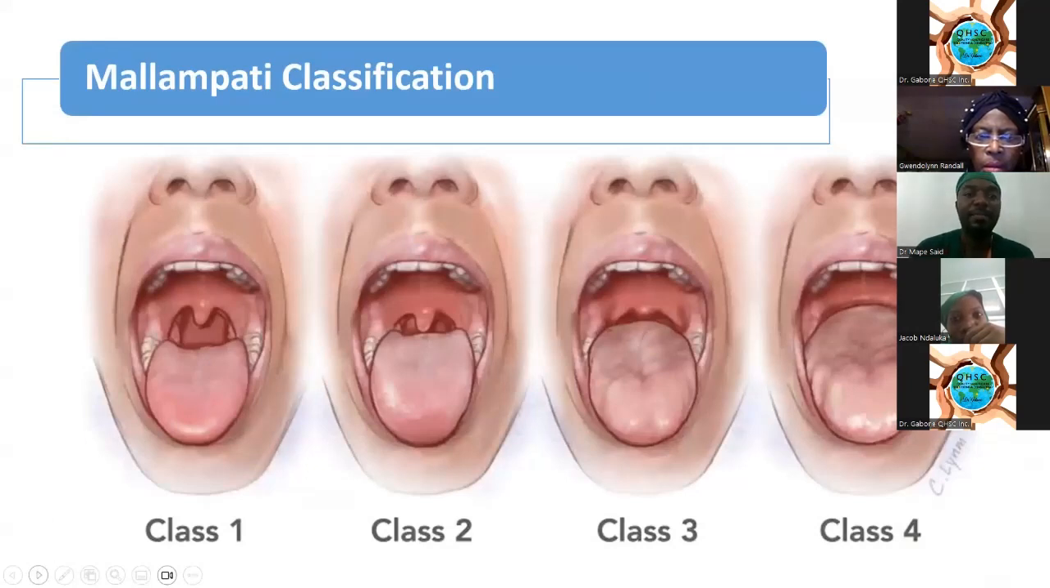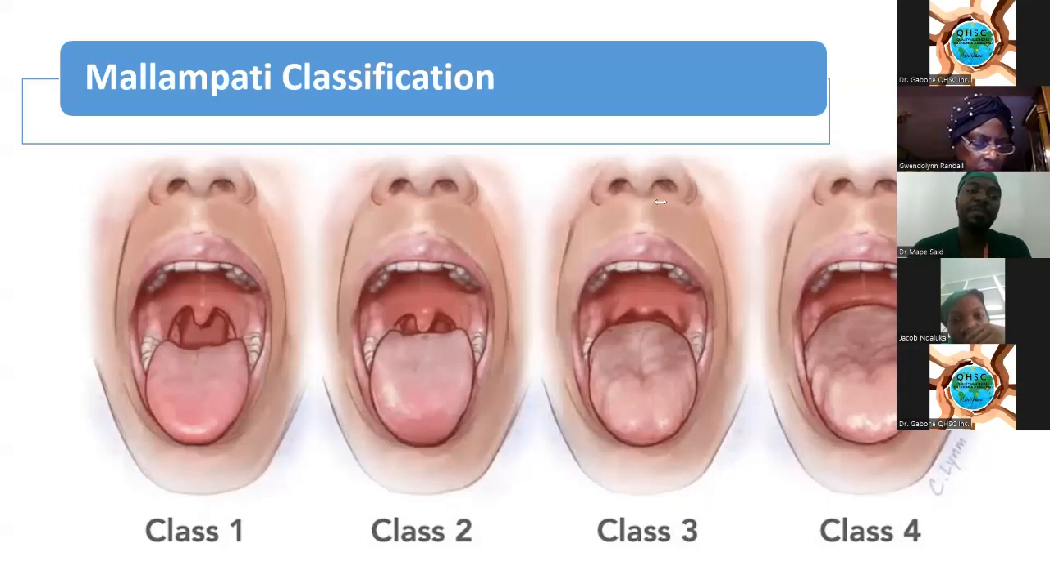Another test done is the Mallampati, like what you see here in the picture. Now you have four different classes. You will instruct the patient in sitting position to open the mouth wide and sometimes take the tongue out. So I'm looking at the oral cavity. What I see is a predictor of whether I'm going to have a difficult or an easy intubation.